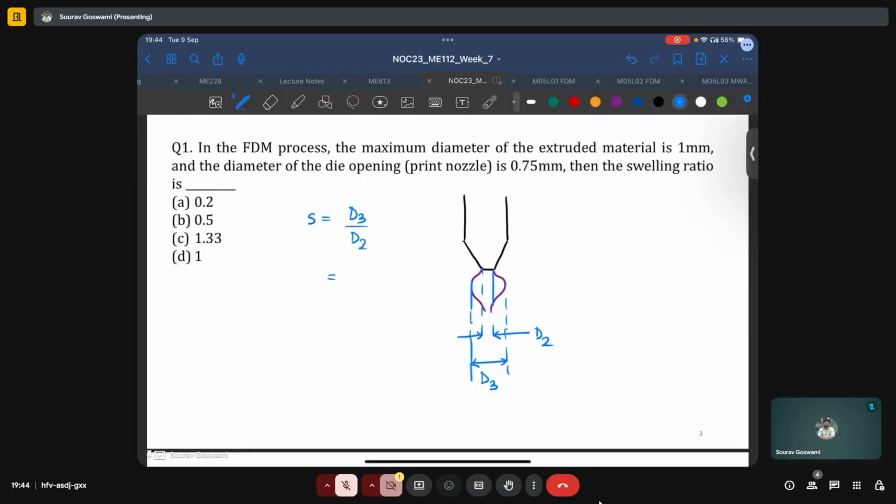In this case, D3 is given to us as 1 mm and D2 as 0.75 mm, or this is equal to 4 by 3 or 1.33. 1.33 corresponds to option C here. So C is the correct answer.